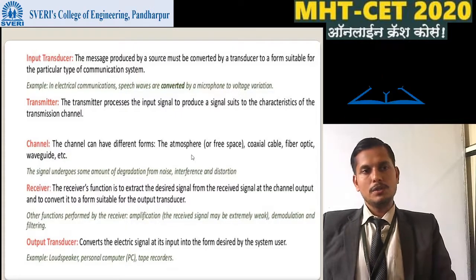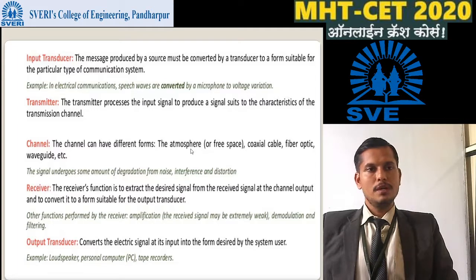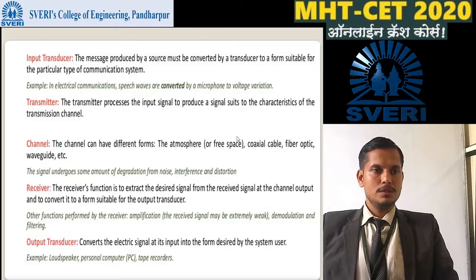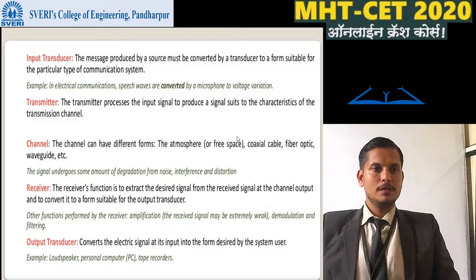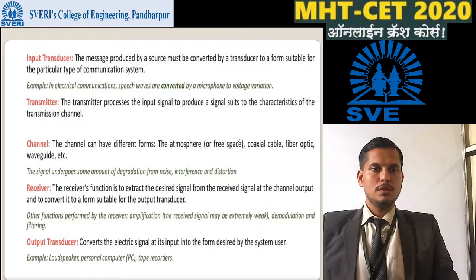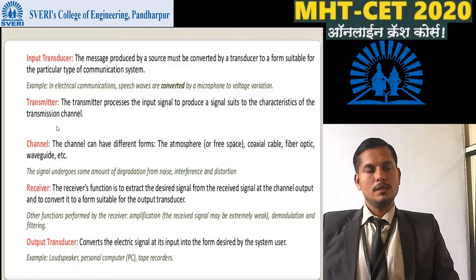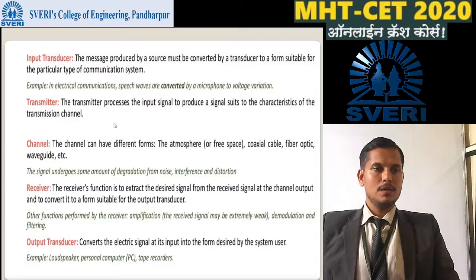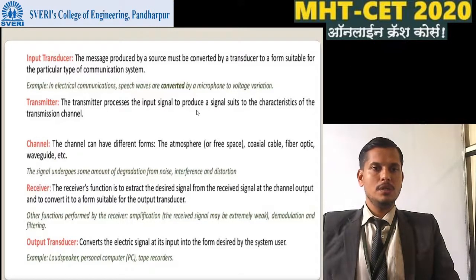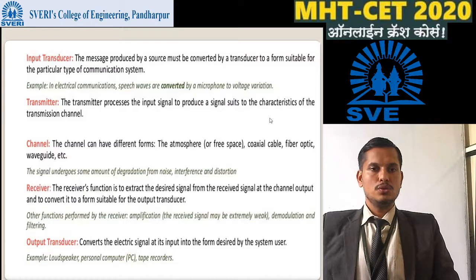Now let us see the functions one by one. Input transducer, what is it? The message produced by the source must be converted by a transducer to a form suitable for the particular type of communication system. For example, in electrical communication, speech waves are converted by a microphone into voltage variation and then sent. Next, the transmitter. What does the transmitter do? The transmitter processes the input signal to produce a signal suited to the characteristics of the transmission channel. If the input signal needs to be suited to the transmission channel, the transmitter converts it.